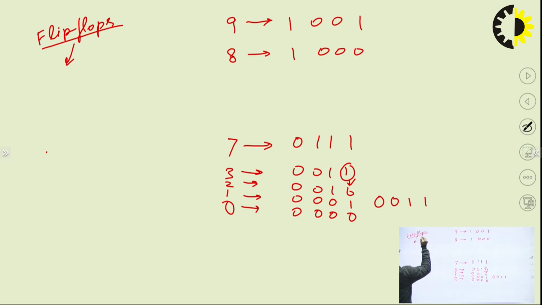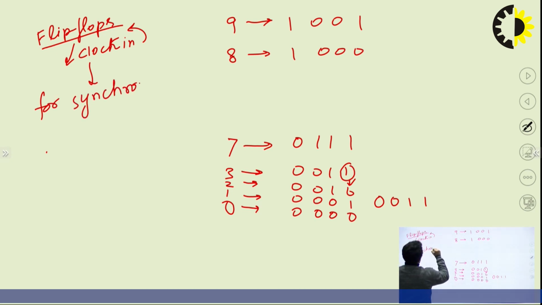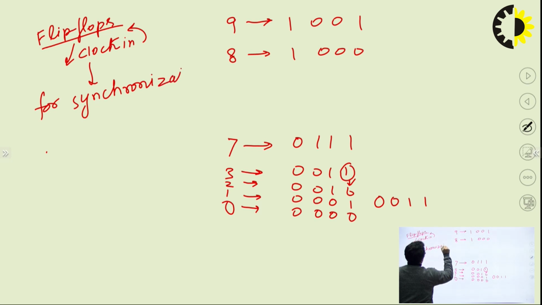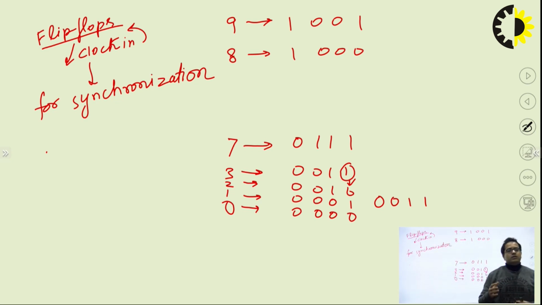We provide a clock in the flip-flop for proper synchronization. That is the solution for the latches.